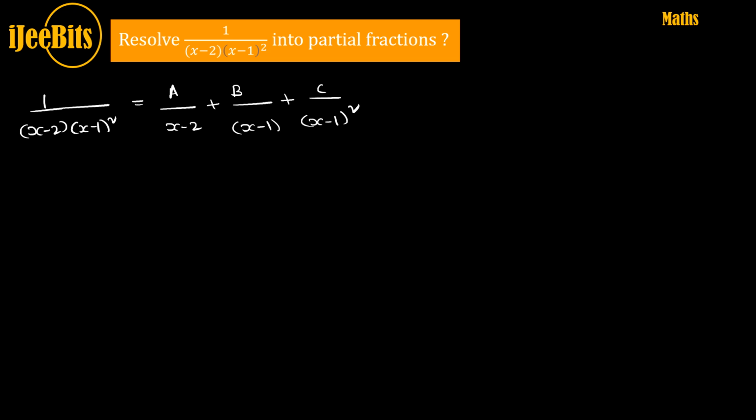Are you clear? This is non-repeatable, and hence one constant a divided by x minus 2, and then this is x minus 1 whole square, and hence I'm repeating twice. First b by x minus 1 plus c by x minus 1 whole square. See, constants, right? Either you can use a1, a2, a3 or a, b, c. These are unknowns, and these are what you are going to find out, isn't it? So don't get confused.